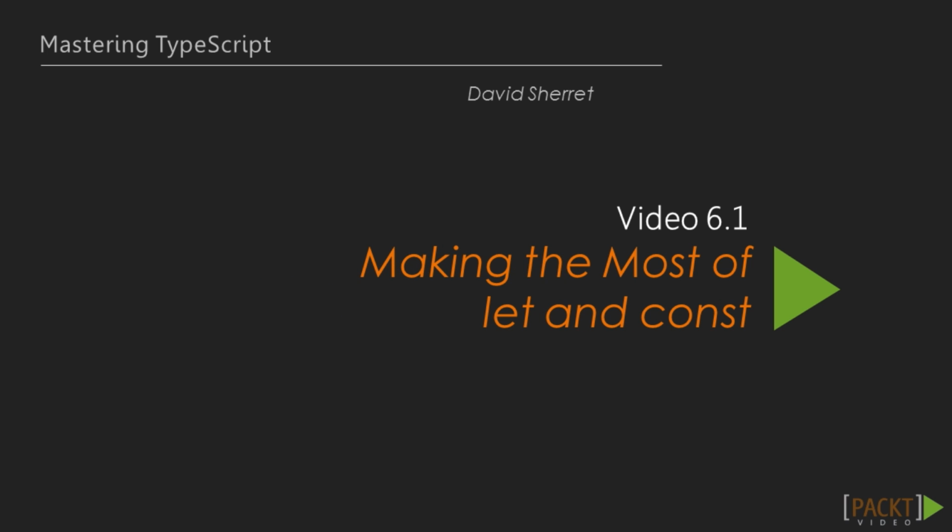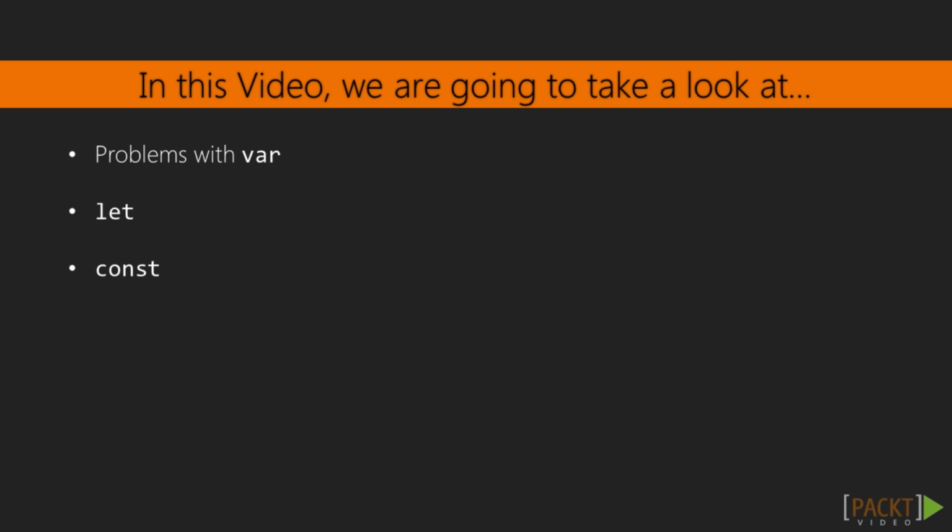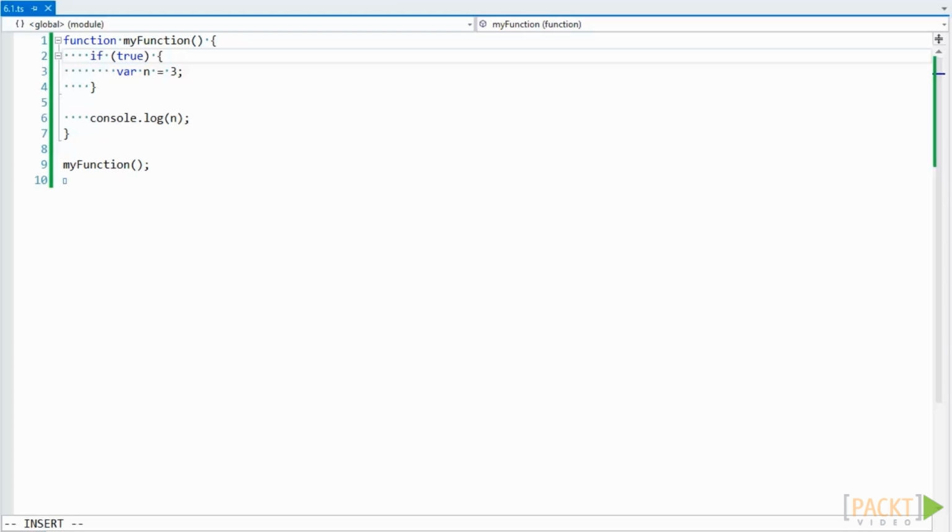Now we move on to the first video of this section, and it's on making the most of let and const. In this video, we're going to take a look at what some of the problems with var are, then at using let and const instead. When first getting started with JavaScript, developers who come from a background working with languages such as C, C#, or Java sometimes get confused with how scope works in JavaScript.